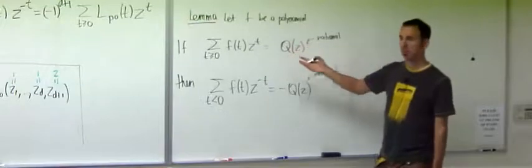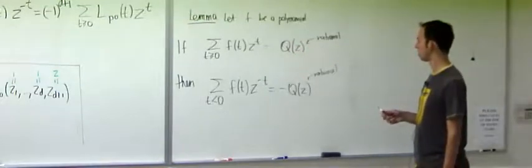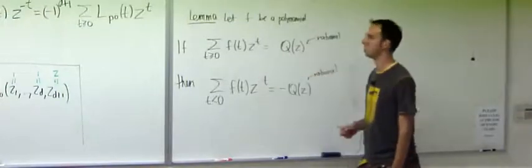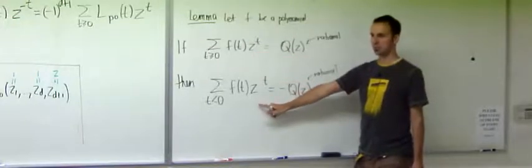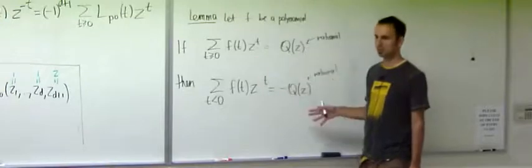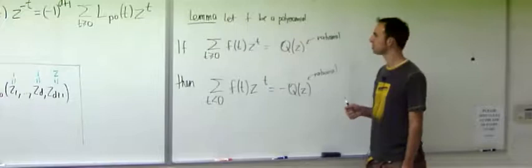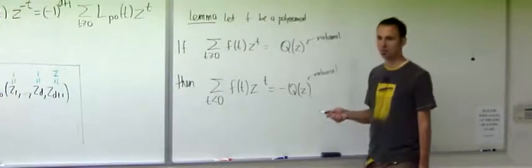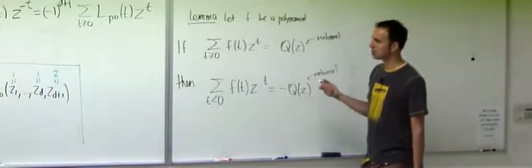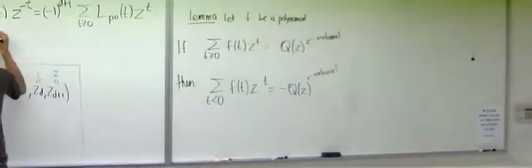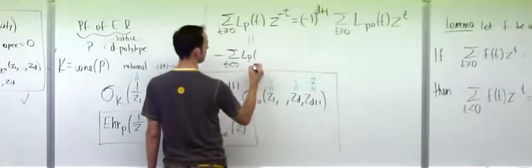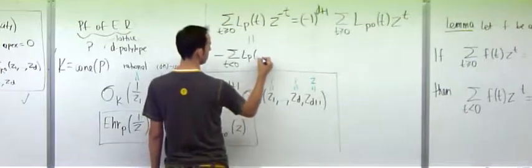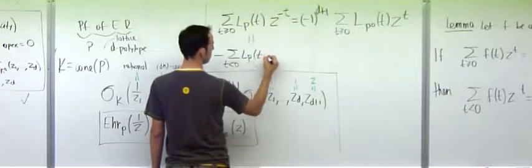Given this lemma, this is a series in positive exponents, and this is a series in negative exponents. But it says that if you do these two series, you get basically the same function, just with a minus sign. Kind of an analysis lemma, really. So if I do this, then I say, okay, well, then this is a polynomial. So I apply that lemma, and I get minus the sum for t less than 0 of L_P of t times z to the minus t.